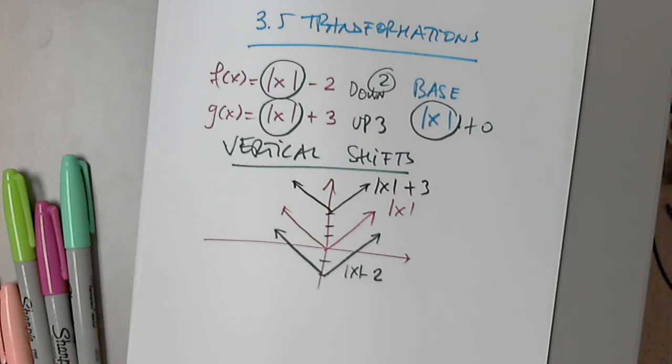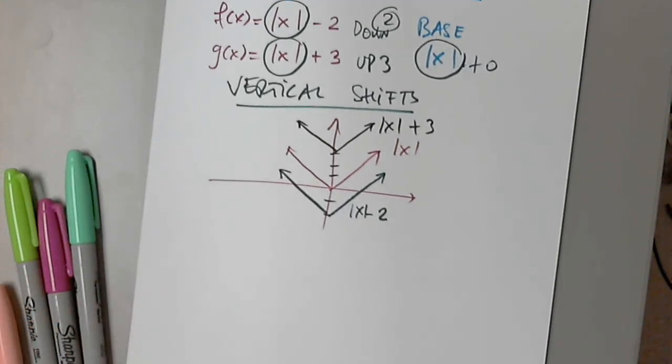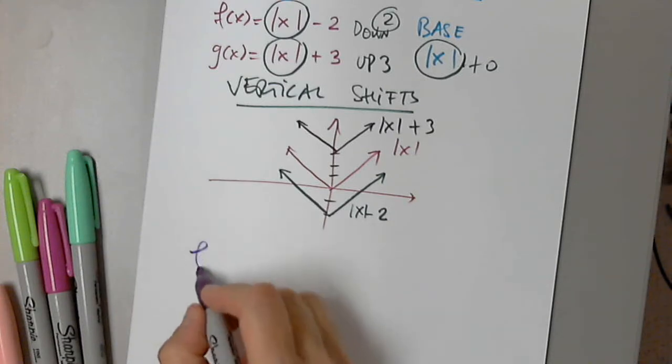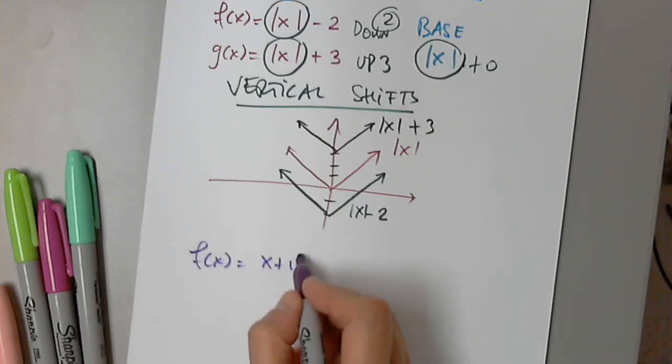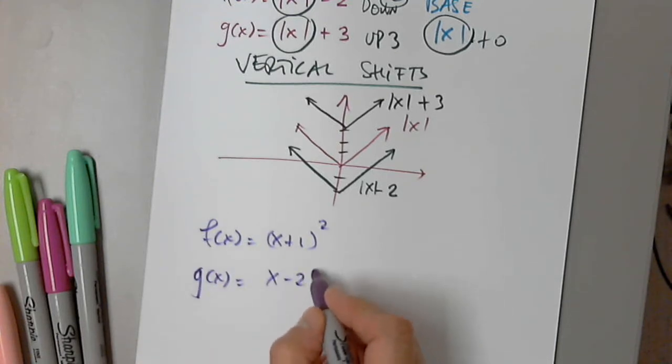And the base function is identical to the previous step. You'll see in a minute when we look at combinations, though, what happens. So now let's look at f of x equals x plus 1 squared, and g of x equals x minus 2 squared.